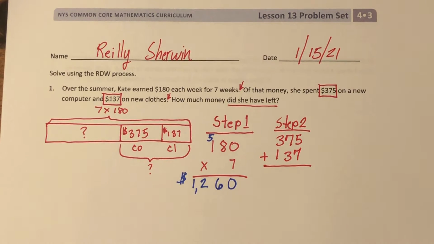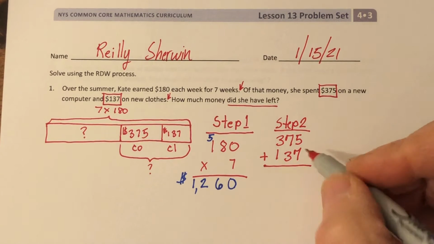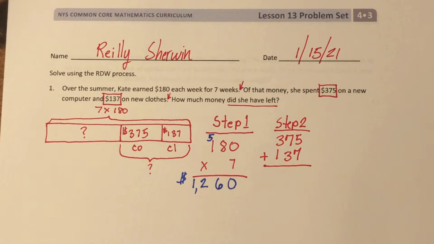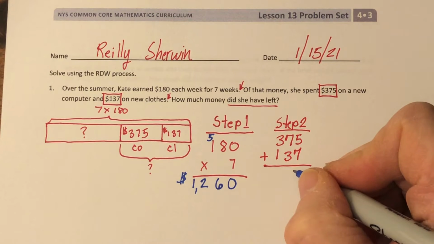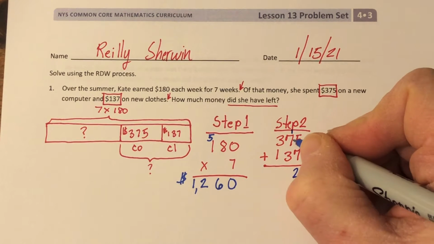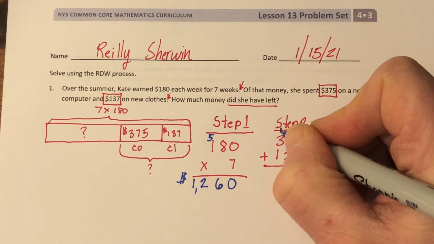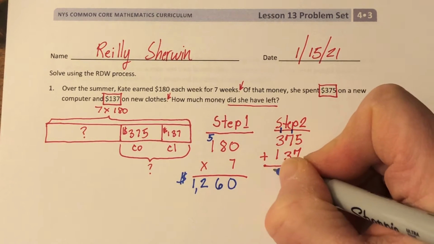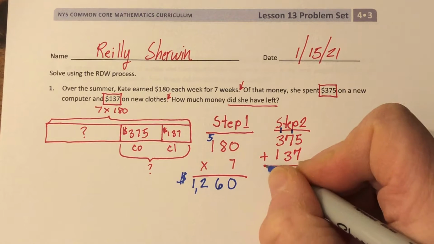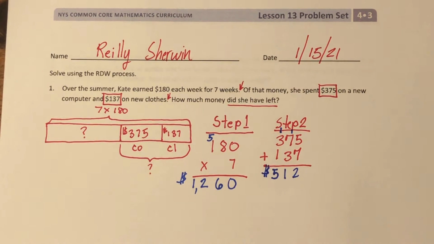I'm going to add that together to find out the total amount that she spent. 5 plus 7, that's 12. Put down the 2, carry the 1. 7 and 3 is 10, plus 1 is 11. Carry the 1. 1 and 1 is 2 plus 3 is 5. Okay, so she spent $512 on the computer and clothes.